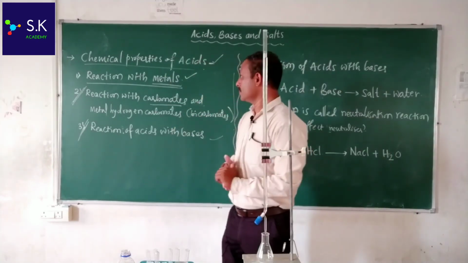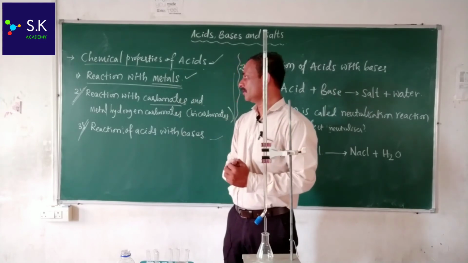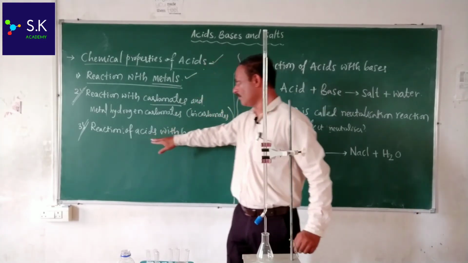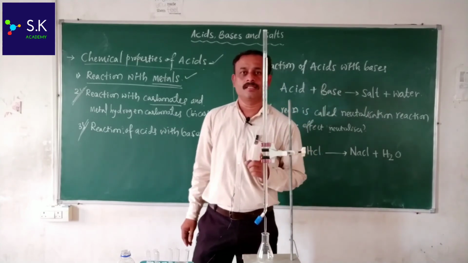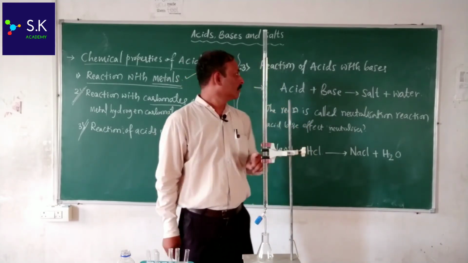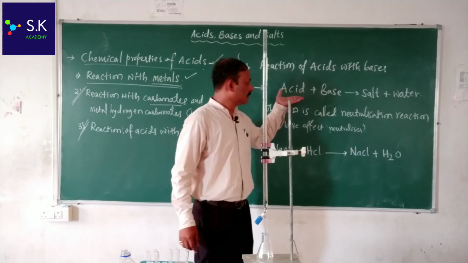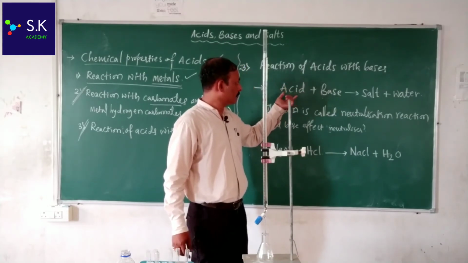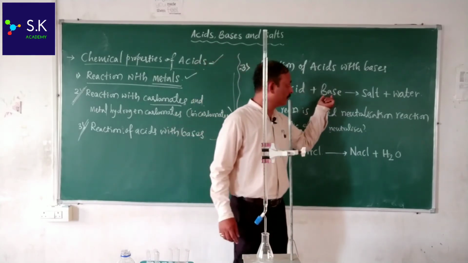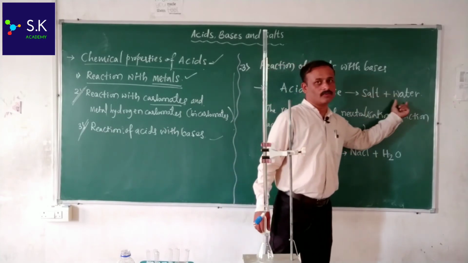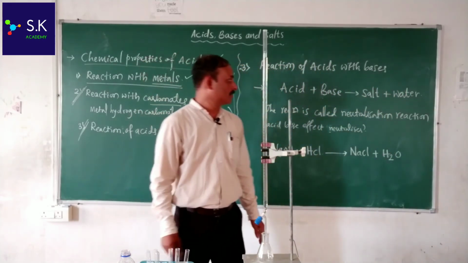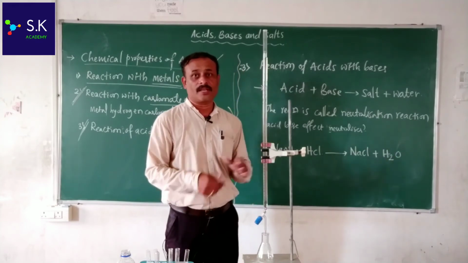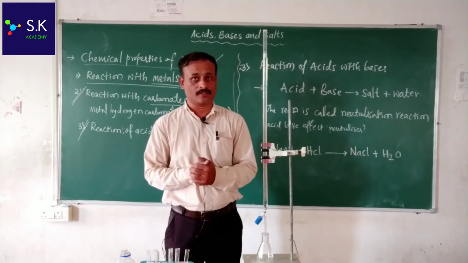Now we are going to discuss the third chemical equation, that is the reaction of acids with bases. Yes, when acids react with bases, they produce salt and water. There is a general equation I will show you. Acids when they react with bases produce salt and water. We studied this in the previous class also. Whenever an acid reacts with a base, it produces salt, and this type of reaction is called a neutralization reaction.